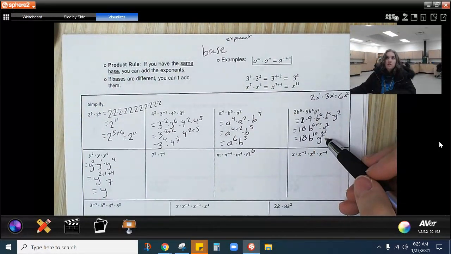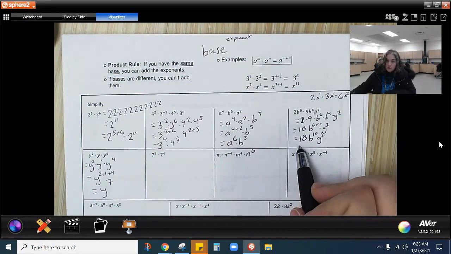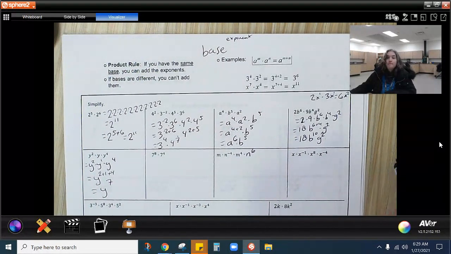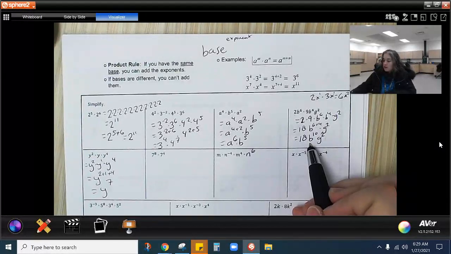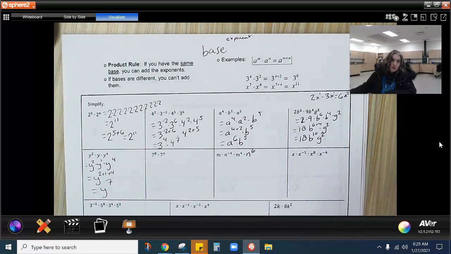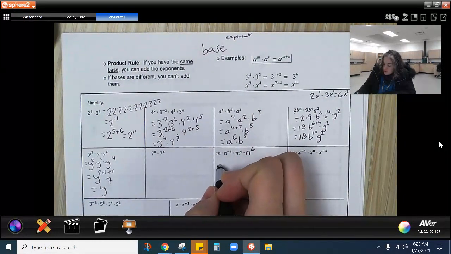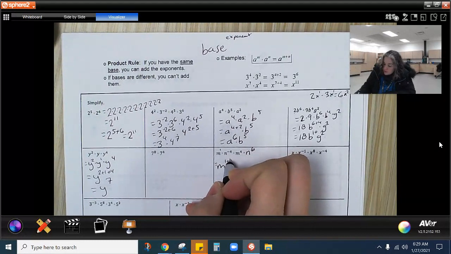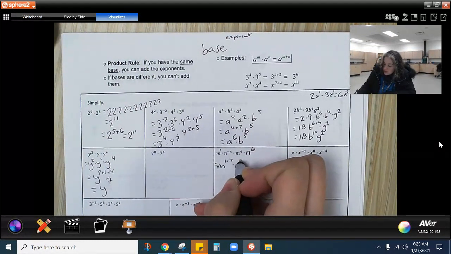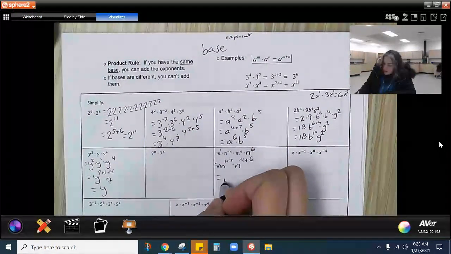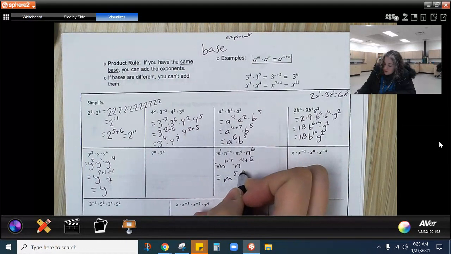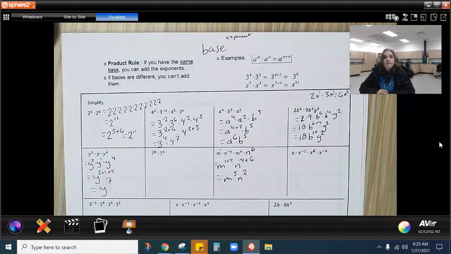And I personally do like to list these out. We always write the coefficients first, but I like to have it in alphabetical order as well. So I like the b to go next and then the g. Some teachers prefer it to be in like the highest exponent goes first. So it kind of depends. All right, let's try this one next. So we have an m to the 1 there, so it'd be 1 plus 4, and then times n to the negative 4 plus 6. So we would get m to the 5th, n to the 2. All right.